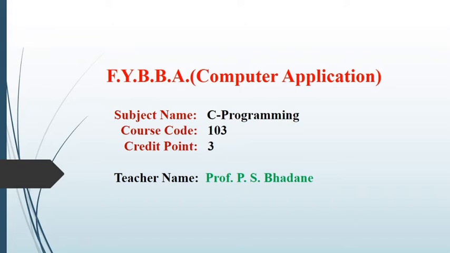C programming is the base of all computer programming languages. The subject name is C programming, having course code 103 and credit points 3. The syllabus of C programming is divided into 8 units. Now we will start the syllabus contents.